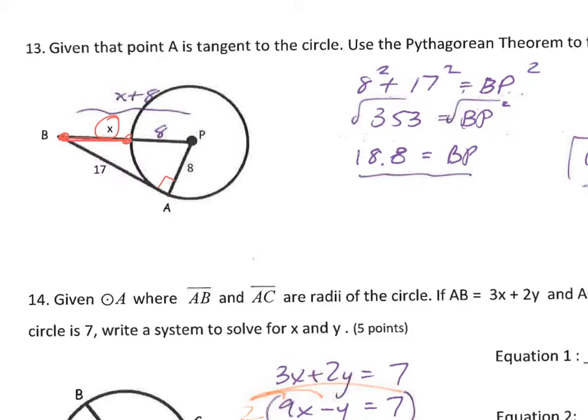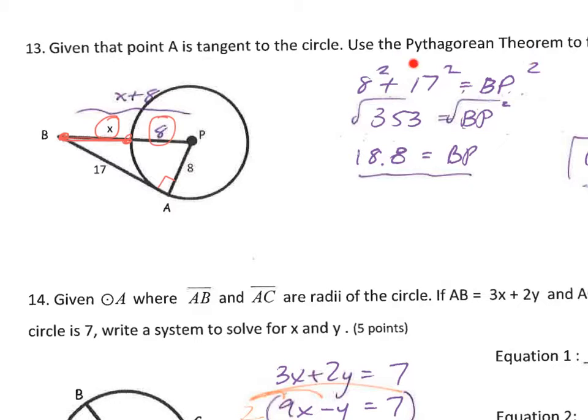So I'm trying to find this part, from here to here. What is the length of that? I know this is 8. But again, I'm looking at the whole thing as x plus 8, so I'm just going to call the whole thing BP. So my formula, I'm going to take 8 squared plus 17 squared, Pythagorean theorem, leg squared plus leg squared equals hypotenuse squared. I'm not worried about all this x plus 8, I'm just going to call it BP squared.